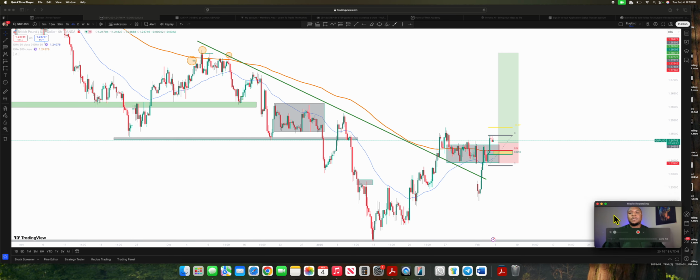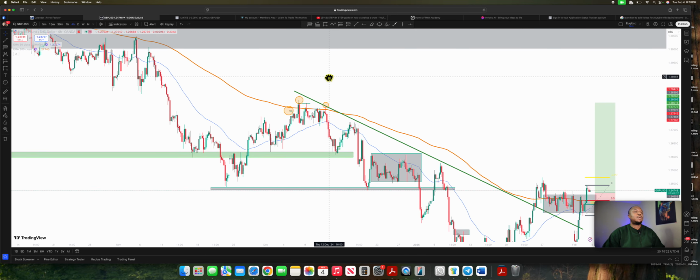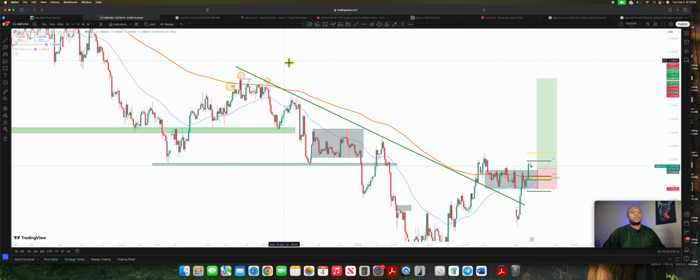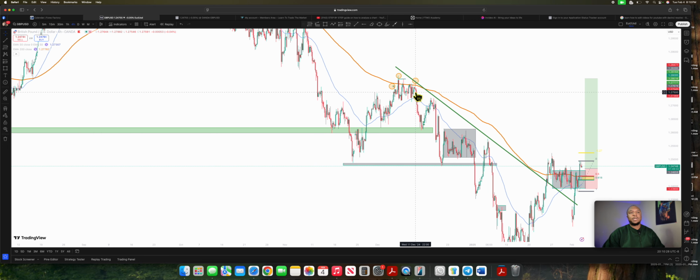So let's do this. As we can see, the market has been in a downtrend. Okay, how do we do this? Let's do a top-down analysis. A top-down analysis is simply making a decision based on the higher time frame.